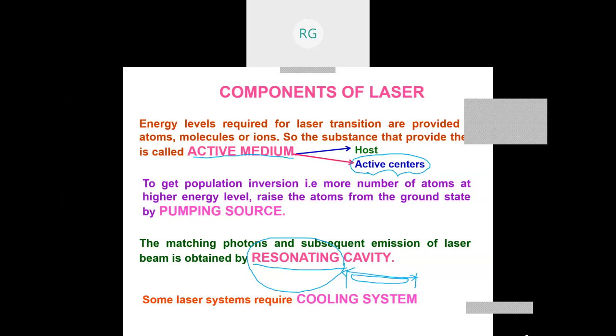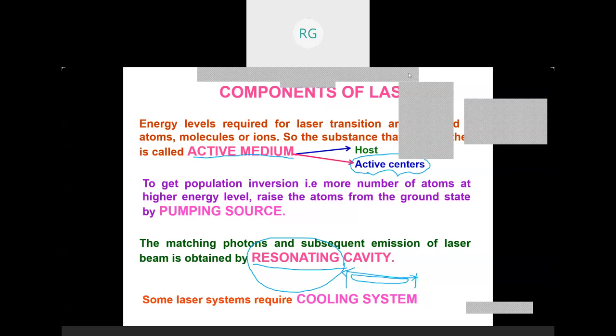Hence, I am repeating, the components of a laser are importantly three. One is an active medium, which is nothing but a substance, a collection of atoms, molecules, ions. This substance is generally a crystal, or maybe a gas, or maybe a liquid. But it must host some defect centers which are responsible for giving the metastable states. Therefore, active medium is of two types, host and active centers. To get lasing action, the necessary thing is that you should have more atoms in the excited state than the ground state. So the most important one is to have the population inversion, which is given by the pumping source.